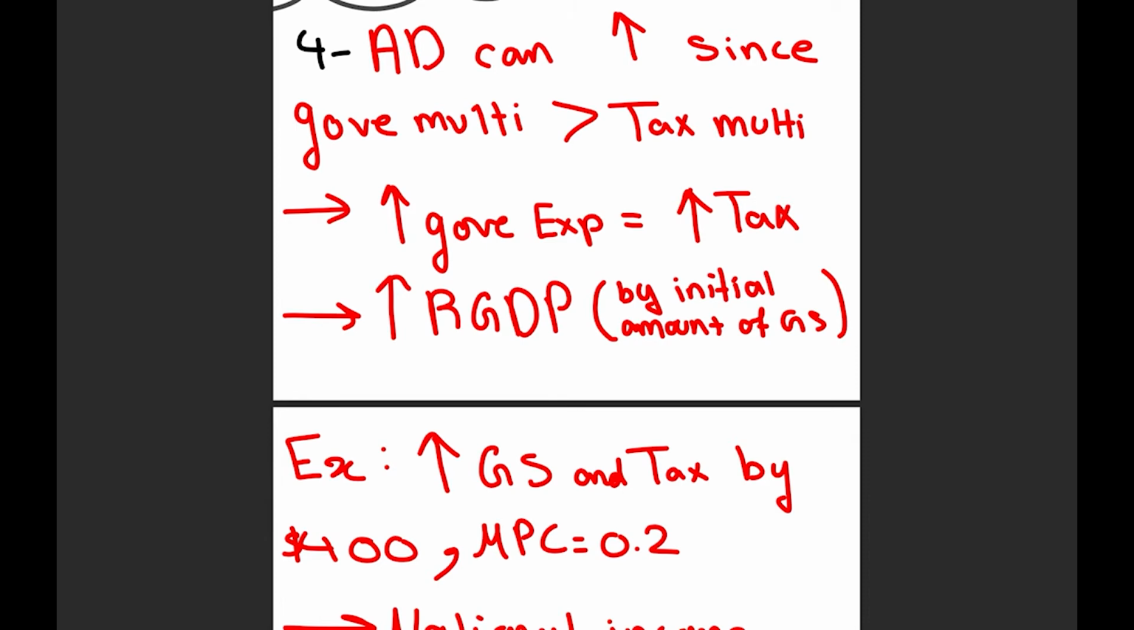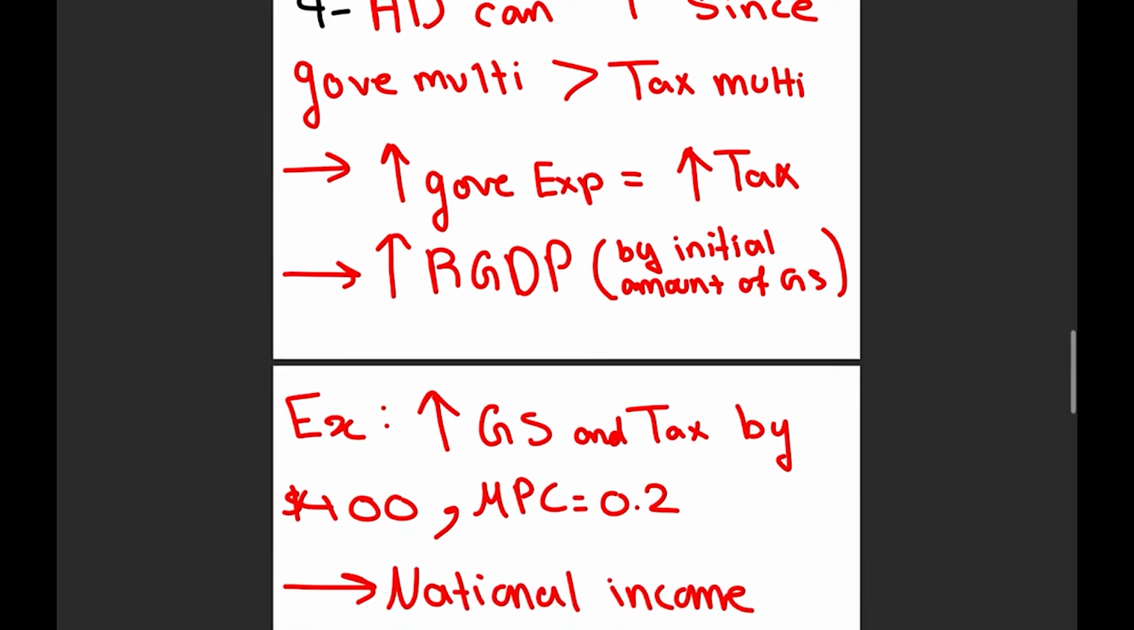So, what is my answer? Aggregate demand can increase since the government multiplier is greater than the tax multiplier. So, as government expenditure increases by an equal amount of taxes, this means that an equal increase in government expenditure and taxes would result in an increase in real GDP by the initial amount of government spending.